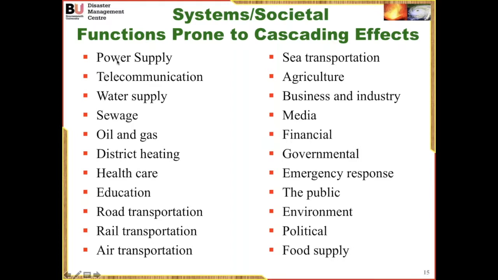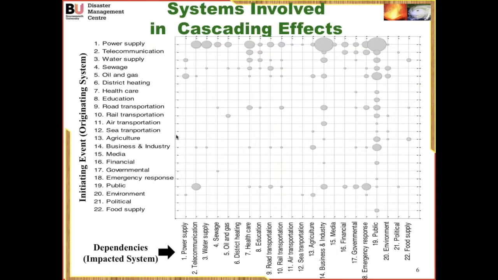For instance, you can see power supply is a system, telecommunication, water supply, sewage, and so forth. So these are some of the functions in society that are easily impacted when you have a disaster and that are prone to cascading effects, and they interact with each other in the different systems to affect the different systems that are involved. So you can regard this as societal functions. You can also regard them as different systems. Now let's look at systems that are involved in cascading effects or cascading disasters.